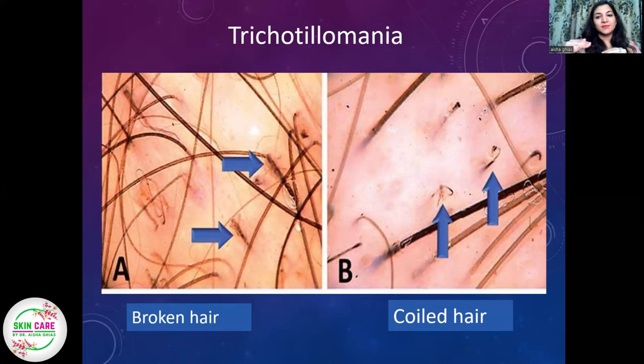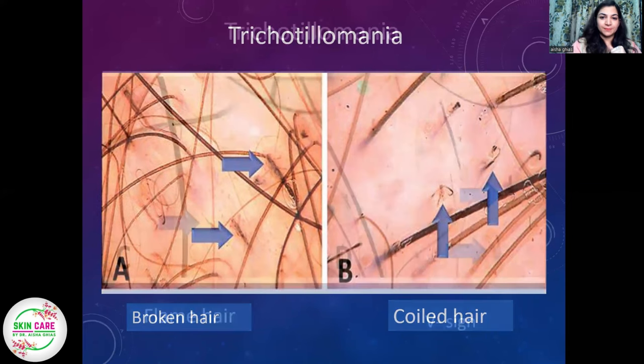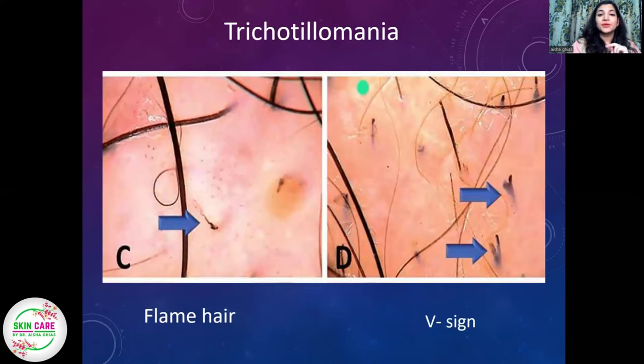And then the proximal leftover part coils around itself. It's a coiled hair. So the coiled hair is a diagnostic feature of trichotillomania. There are a few more features of trichotillomania. For example, the flame hair.